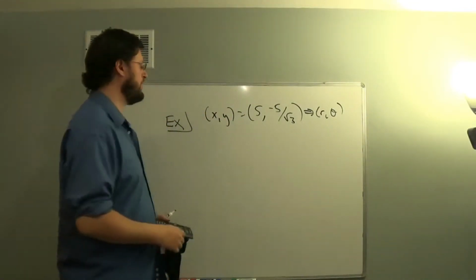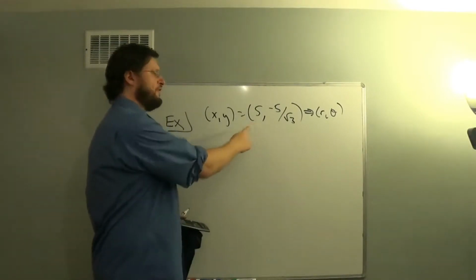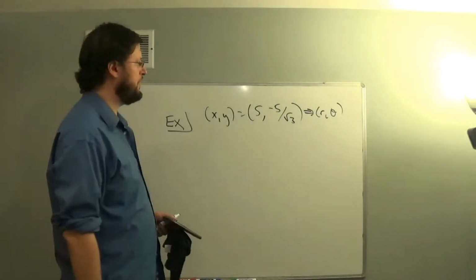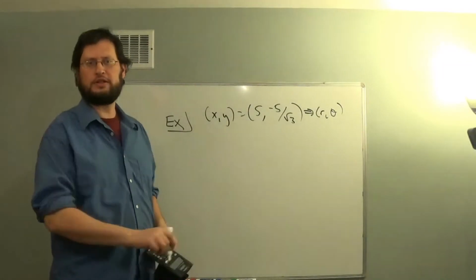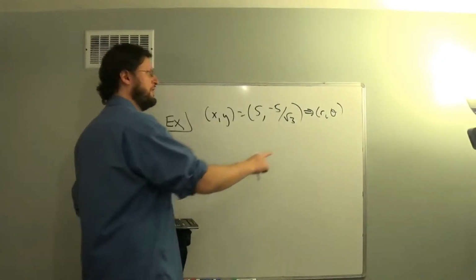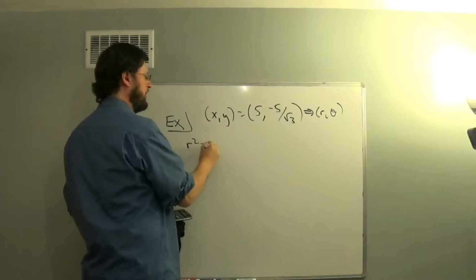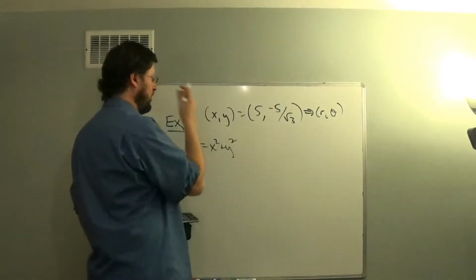In this question, we are given the Cartesian coordinates 5, negative 5 over root 3, and asked to convert it to polar coordinates. The r is always the easiest thing, because r squared is x squared plus y squared always.